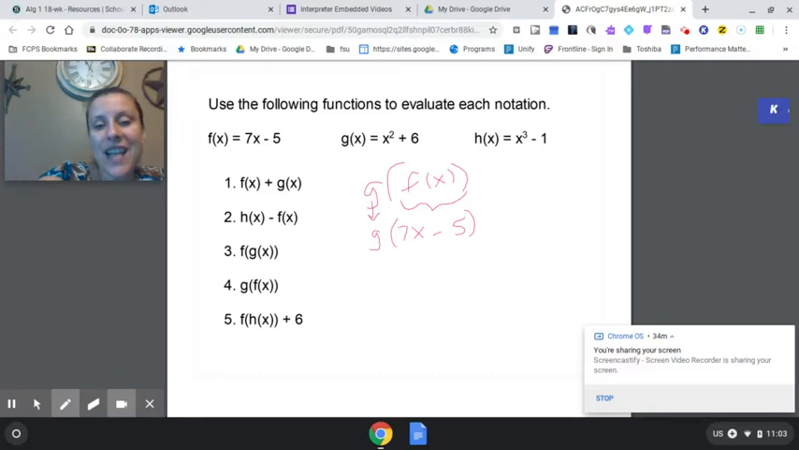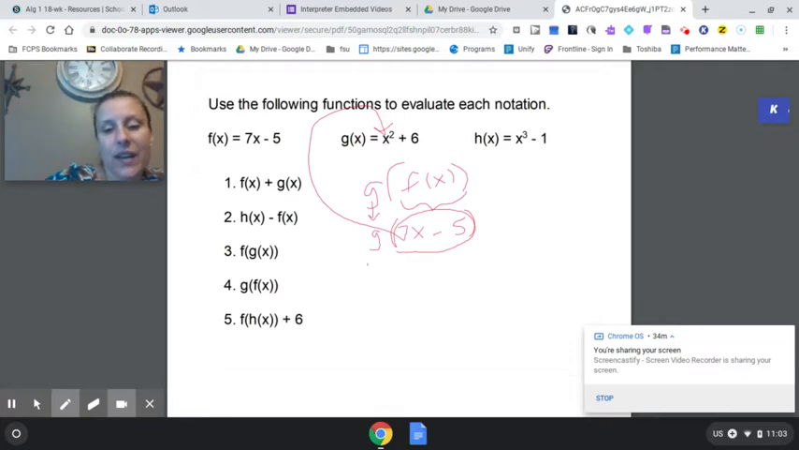So this is asking me to evaluate g's function when the input is 7x minus 5. So this whole expression needs to go into x, or substituted in for x, into g's function. So that expression, 7x minus 5, that whole quantity is being squared plus 6. We're going to be talking about how to simplify the expression a little bit later in the course. So for right now, we're going to leave that as our final answer.